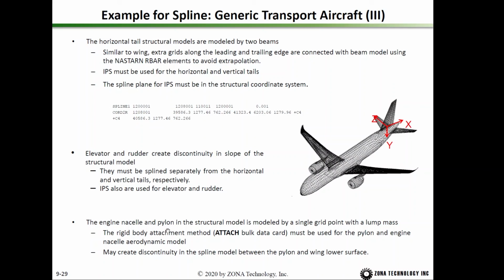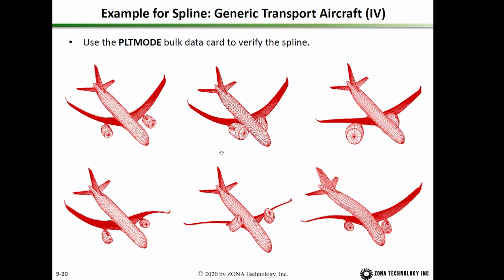The engine nacelle and pylon in the structural model are modeled by a single point with a lumped mass. So this is an ideal case to use the attached spline. It may create a discontinuity in the spline model between the pylon and the wing lower surface. But this is fine because we use the transpiration boundary condition. So even if you have a discontinuity in the spline, when we use the transpiration boundary condition, that will not introduce any problem. So finally, you use a PLTMODE card to look at the spline mode, and this is the end of the spline module.